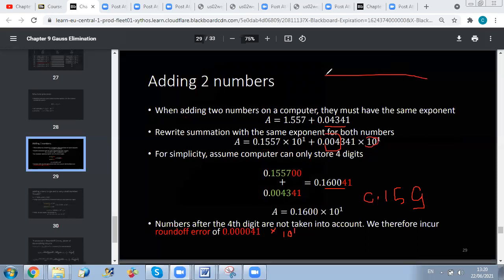Yes, you can use a formula sheet during the exam. Of course you can.